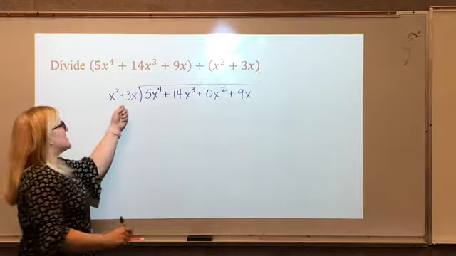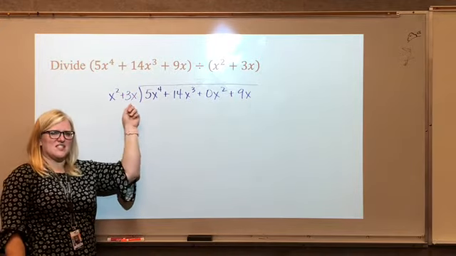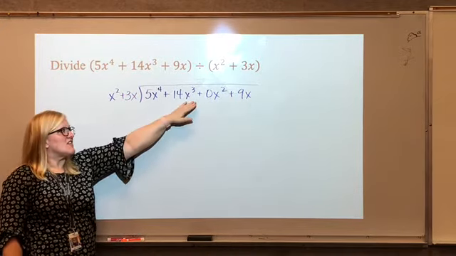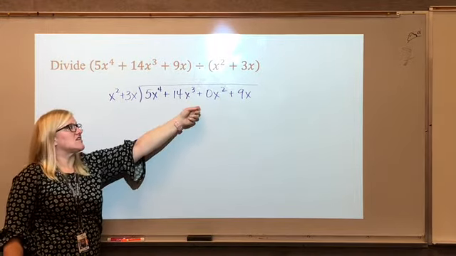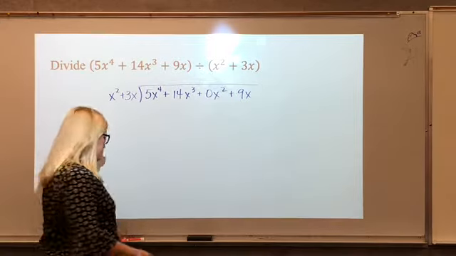Every term, every exponent, okay, needs to have a spot. So we've got 5x to the 4th plus 14x cubed, and then I'm going to put in plus 0x squared, okay, plus 9x. And that is divided by x squared plus 3x. Now, if we're missing some over here, it doesn't matter. It's just this one that's under the division sign that has to have a spot for each exponent.